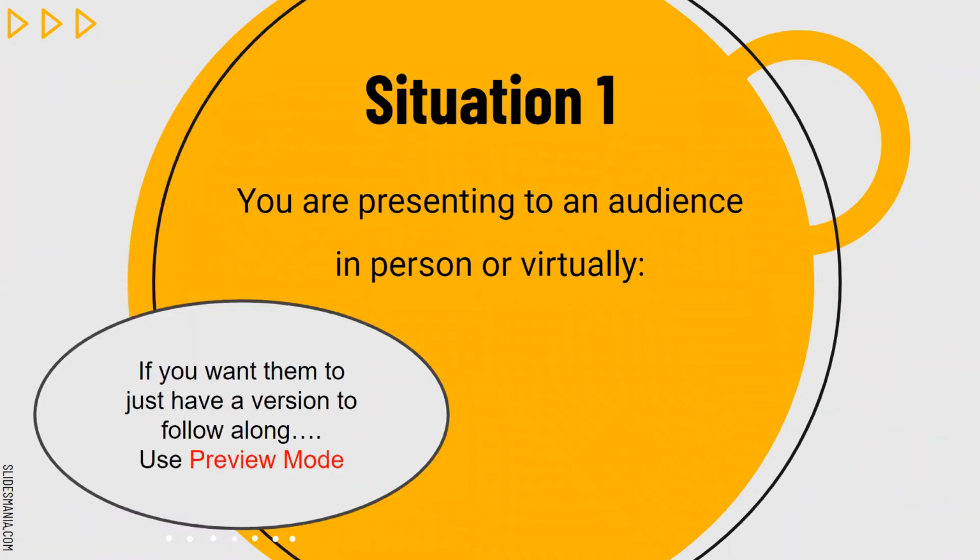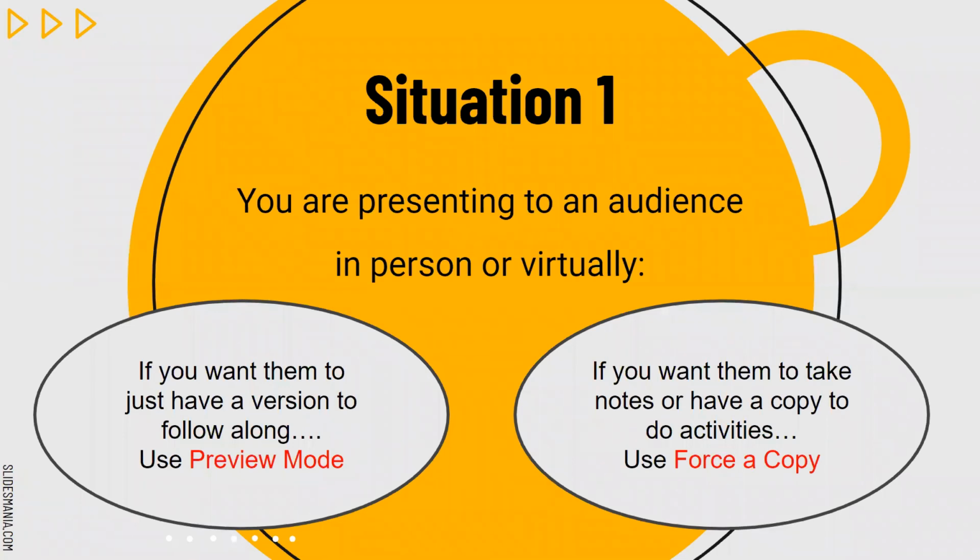If I want them just to have a version to follow along with, I'm going to put it in preview mode, where they have a left and right with the arrows, but they can't edit anything and they can't make a copy of it. If I want them to take notes or have a copy to do activities, that's when I'm going to do that force a copy. And that is where you take out the ending where it says edit and put in the word copy.